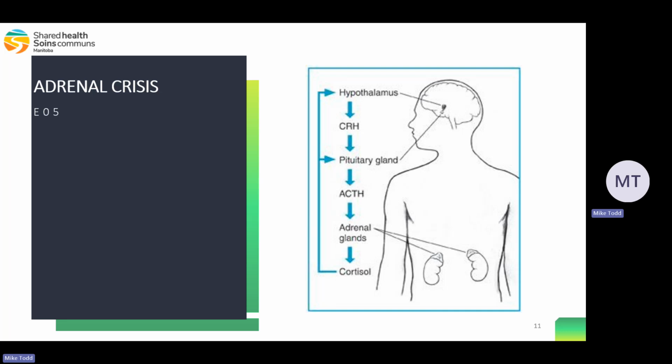So when we look at the big picture here, we have the hypothalamus that releases CRH. The CRH tells the pituitary gland to release ACTH. The ACTH then tells the adrenal glands to create cortisol, which has a lot of effects throughout our body. So if there's a breakdown in any different steps of this process, we can have issues creating cortisol and potentially put our patient into adrenal crisis.